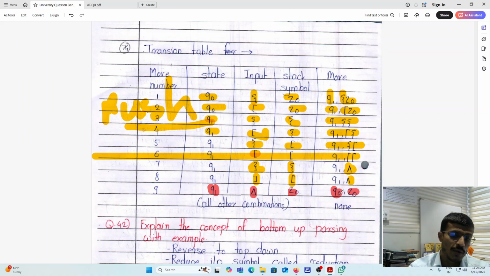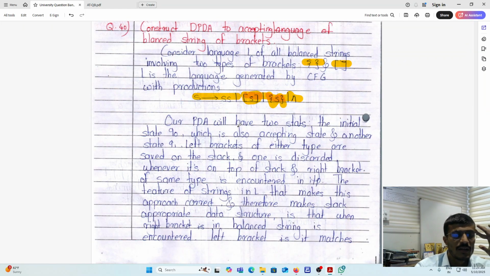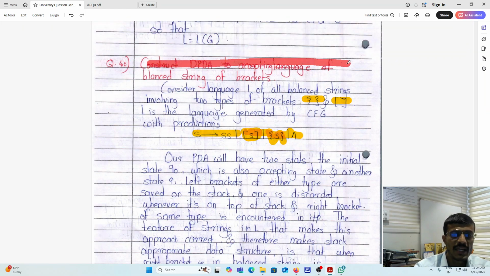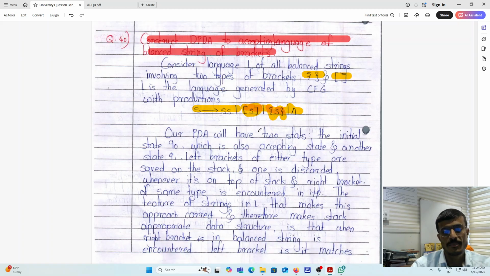Okay, fine. So do one correction over here. Here should not be Q0, here should be Q2. Keep in mind, here is Q2. So that is the very simple example for DPDA of balanced string of brackets. Very simple.